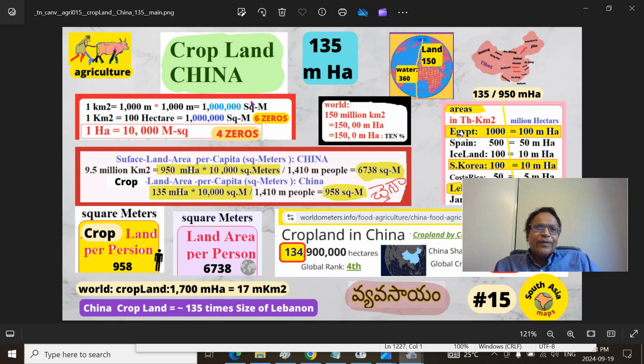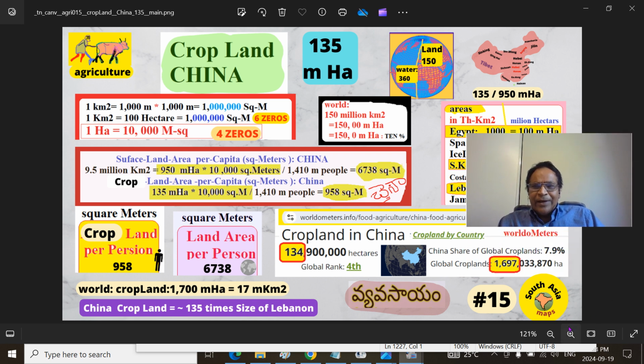150. 1 square kilometer is 1000 meters by 1000 meters, which means 1 followed by 6 zeros in square meters. Very easy, because 1 square kilometer is 100 hectares. That means here you have 6 zeros with respect to square meters. In hectares, we'll get 4 zeros. These are all in square meters. Very easy because 1 square kilometer has 100 hectares.